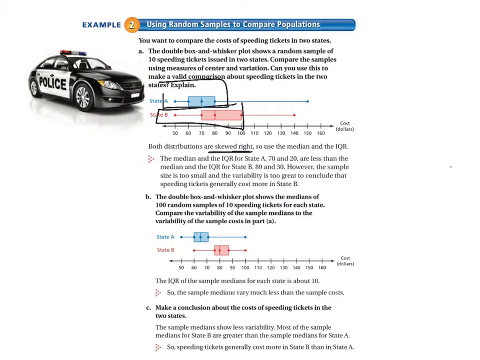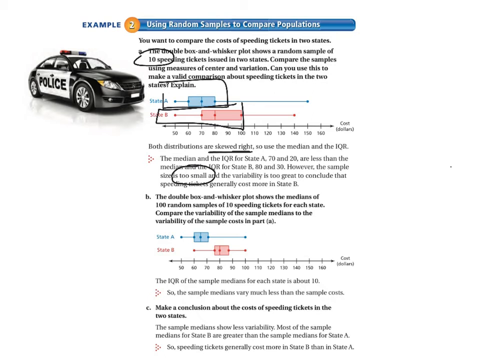However, the sample size is too small. They only checked 10 speeding tickets, and the variability is too great to conclude that speeding tickets generally cost more in state B. So you might want to get a larger sample size. You might want to test maybe 100 or 1,000 speeding tickets in order to get a better idea of what speeding tickets cost.